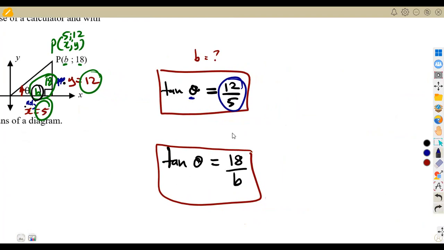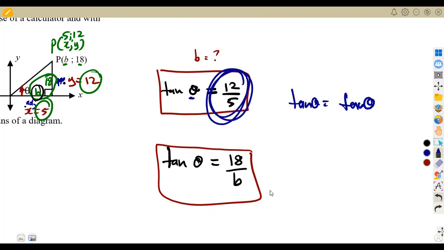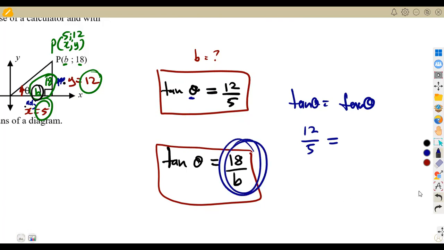There is no way that these two will be different. So it means that the ratios, because this tan theta and this tan theta are the same, they are equal. So if they are the same, it also means their corresponding ratios should be equal. So the 12 over 5 in this case must be equal to this ratio that I'm having here, which is 18 over B. So I can calculate the value of B from there.